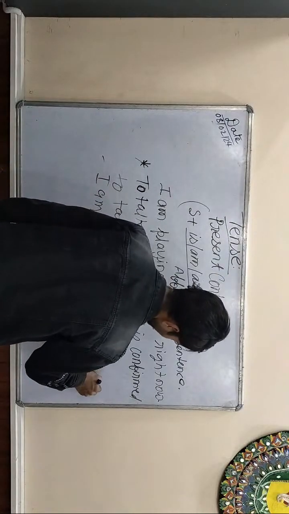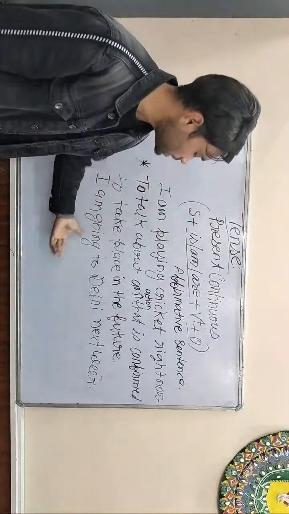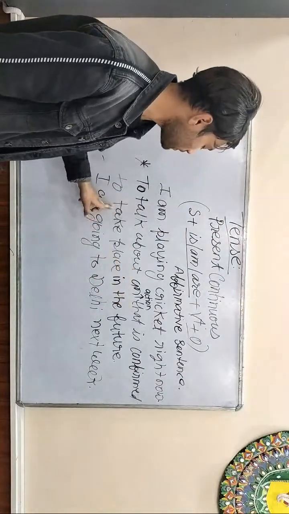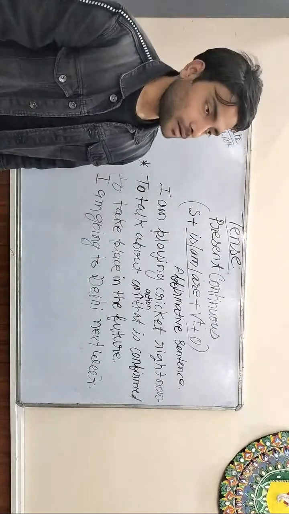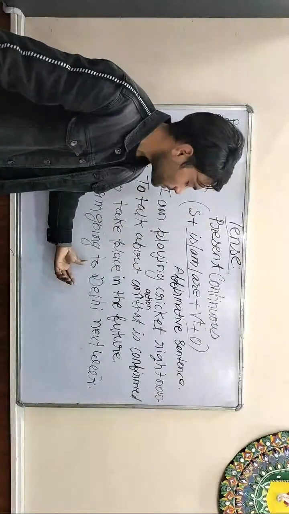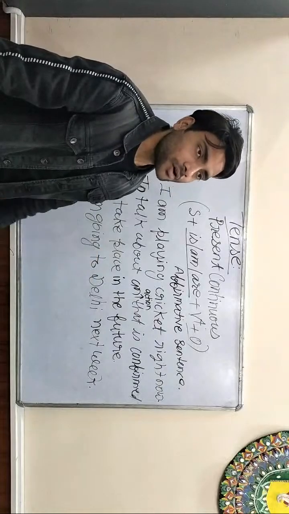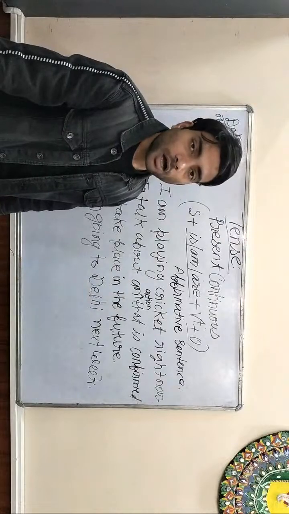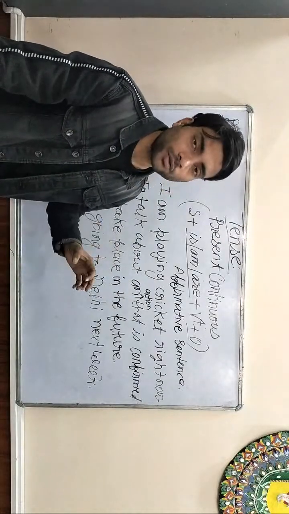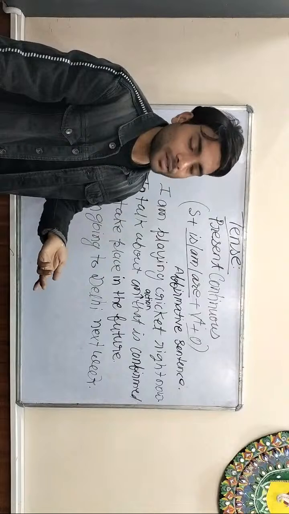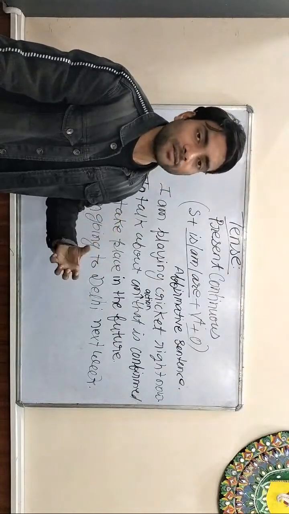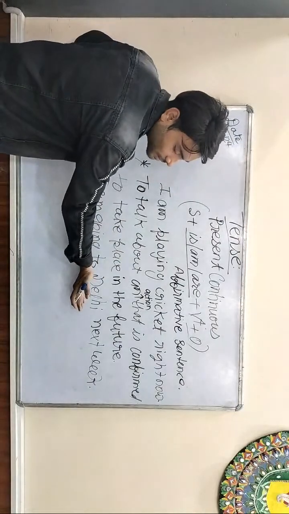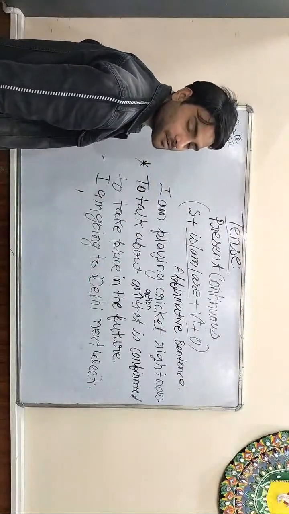I am going to Delhi next week. Present continuous is used to talk about an action that is confirmed to take place in the future. In other words, you can say we use present continuous tense to talk about an action that is for sure going to happen, that is confirmed to take place in the future. Like if you say, you see it's showing a future possibility, right?